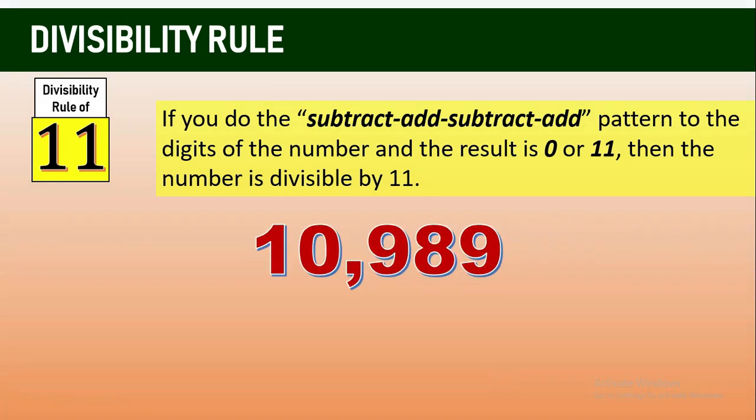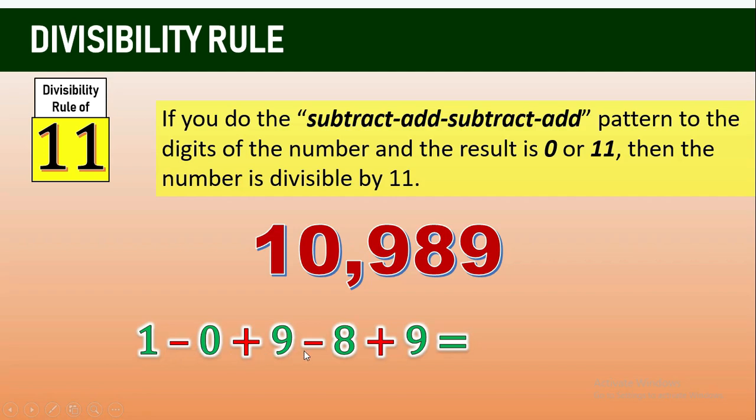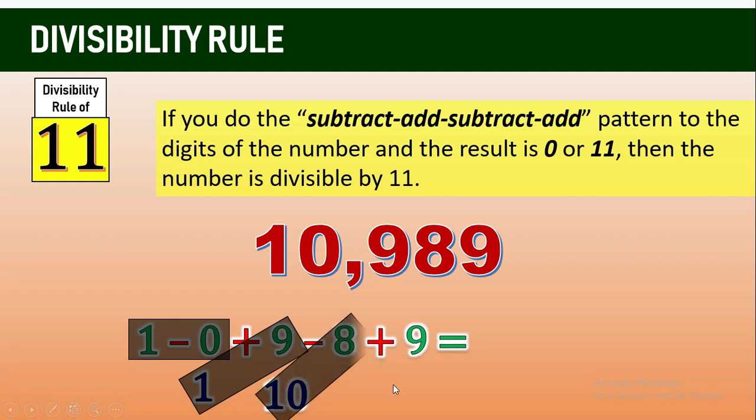Another example is 10,989. Again, we will do the subtract, add pattern. So, 1 minus 0 plus 9 minus 8 plus 9. So, tingnan nga natin. 1 minus 0 is 1. 1 plus 9 is 10. 10 minus 8 is 2. 2 plus 9 is 11. The result is 11. Therefore, 10,989 is completely divisible by 11. Basta tatandaan nyo, kapag ang result ay 0 or 11, nadidivide siya ng eksakto ng 11.